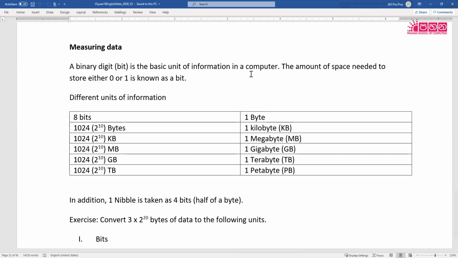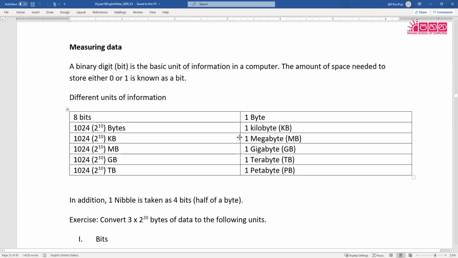The amount of space you need in the computer to represent this 0 and 1 is known as a bit. Now, bit stands for binary digit, right? Binary digit, or bit, we call it. So a bit is the space you need to store either 0 or 1, right? Then this is how the units work. If you take 8 bits together, we call it 1 byte. And when you take 1024 bytes together, we call it 1 kilobyte.